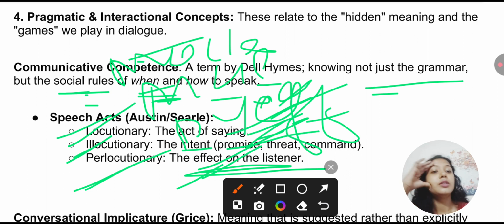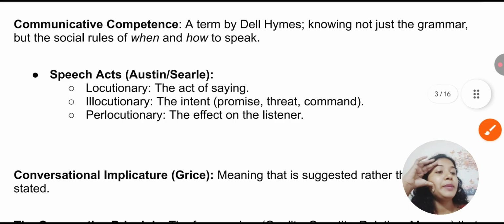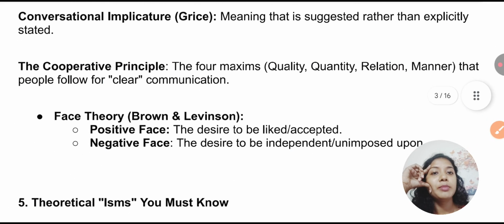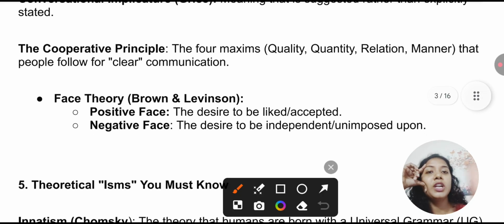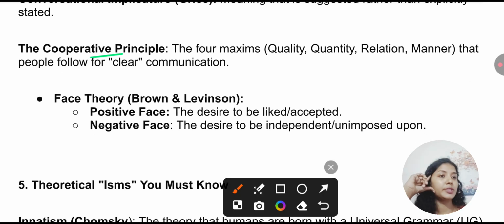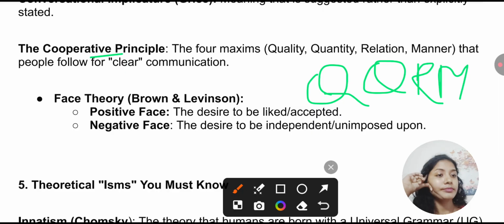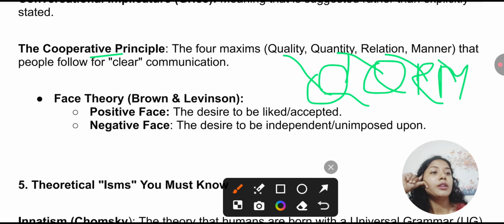Okay. So it will be the speech act theory by J.L. Austin. Now the cooperative principle is also very important. In the cooperative principle we learn four maxims, which you can remember as Q, Q, R, M. Q for quality, Q for quantity, R for relation, and M for manner. This is a very important theory that people follow for clear communication.